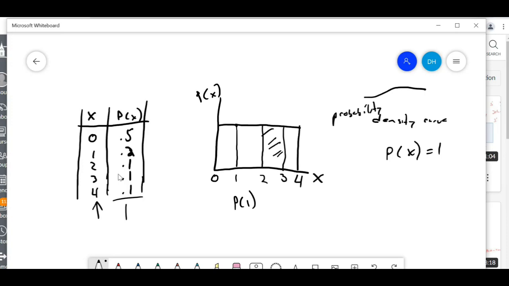Okay, a couple notes before I move on real quickly here. If this goes from 0 to 4, and this area in here needs to be 1, the height has got to be 1/4. This is a rectangle, so the height times the width has to be equal to 1. It's just the area of a rectangle. So 1/4 times 4 is 1. So that's why this has to be 1/4 to make this a valid probability distribution.